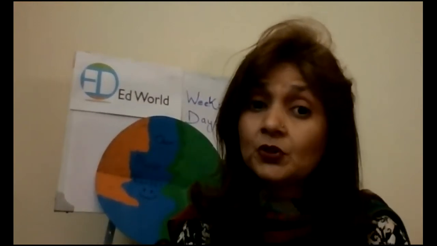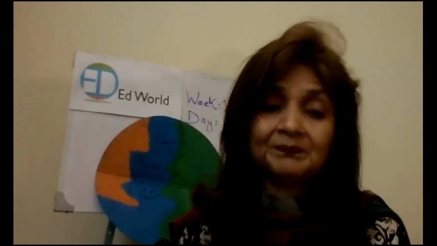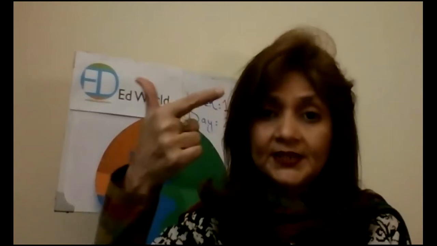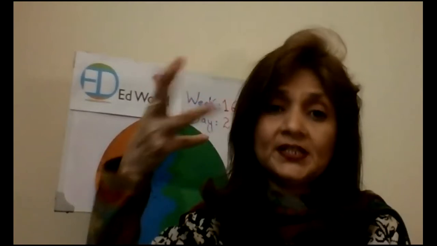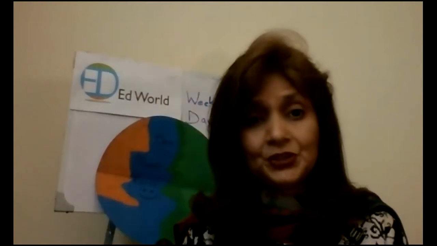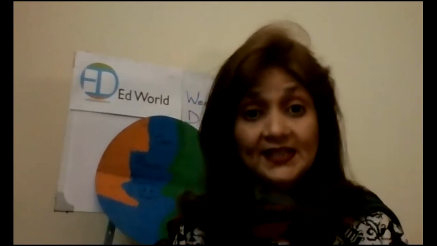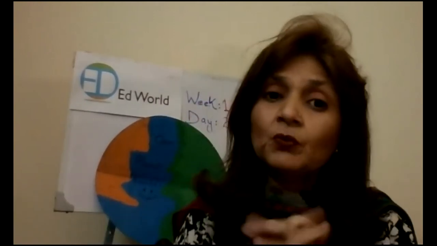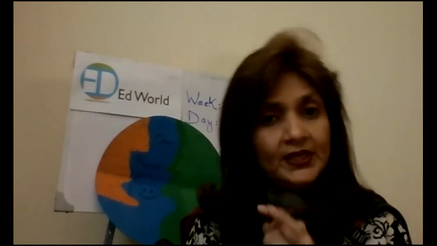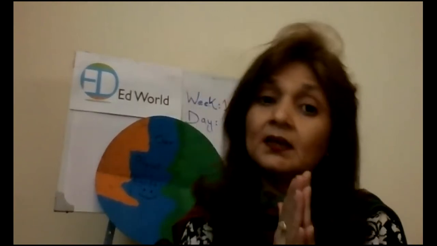And what are the names of the oceans and how many oceans are there? There are 5 oceans, correct. And what are those? Pacific Ocean, Arctic Ocean, Atlantic Ocean, Indian Ocean, and Southern Ocean, correct. These were the things that we did yesterday in our class. Now, what we are going to do today is related to the same topic, that is Earth.